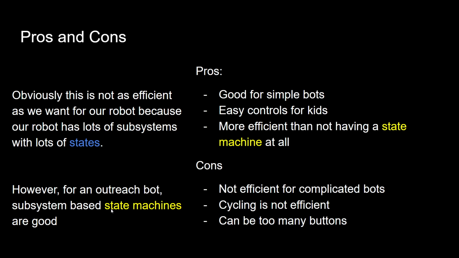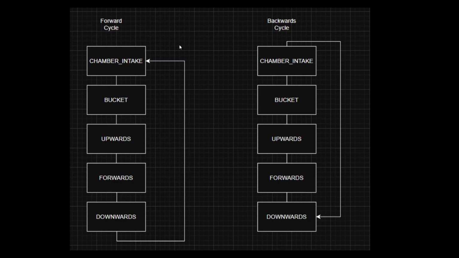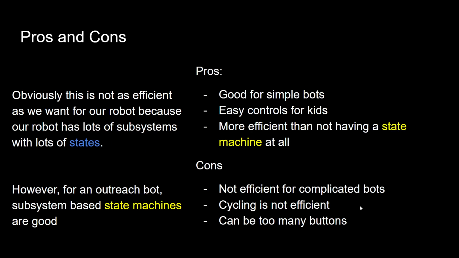Now, pros and cons. Pros: if we have a simple robot with only a couple subsystems, like 2 or 3, then this is really good, because it's easy to control, especially for kids, and it's more efficient than not having a state machine. But if you have a more complicated robot, you would have way more buttons, and just in general, having to cycle between multiple states, especially something this big here, is not very efficient. So you don't want to have to press a button too many times like that. And again, too many buttons if you have too many states. Like 10 is too many.